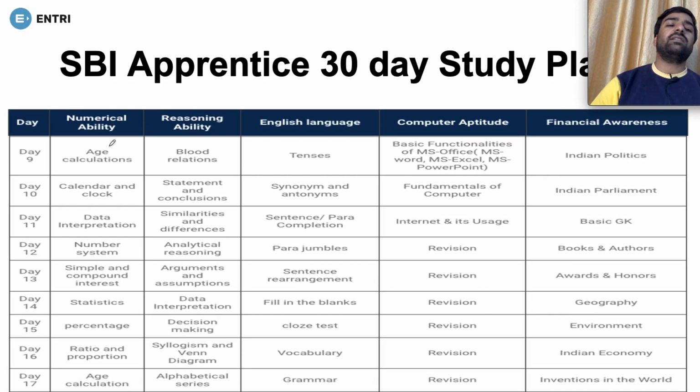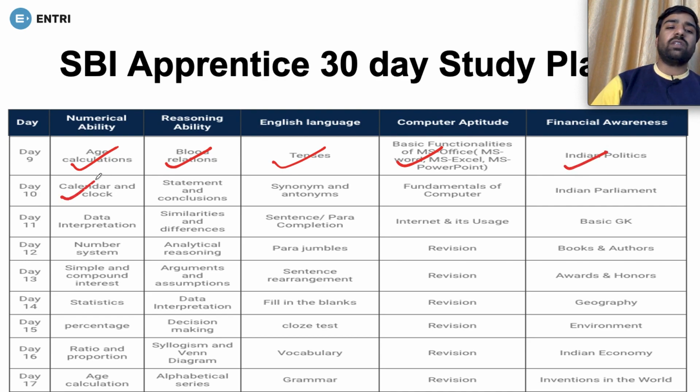On day 9, go with age calculations from numerical ability, blood relations from reasoning, tenses from English, basic functionalities of MS Office from computer, and Indian politics from financial awareness.